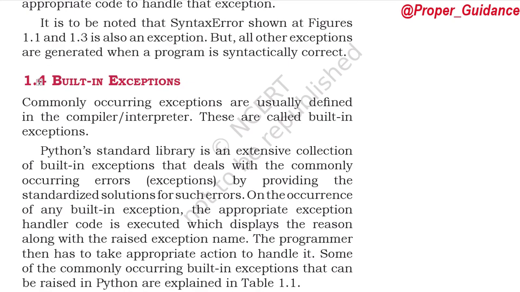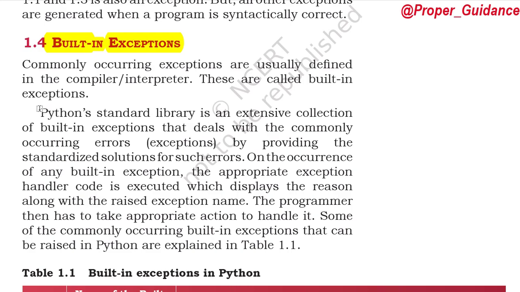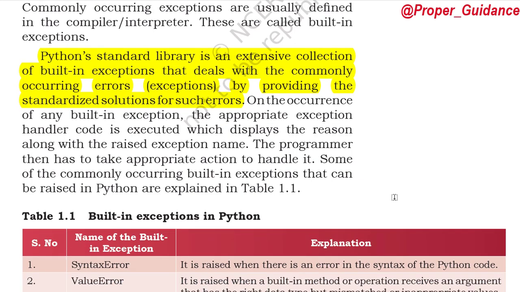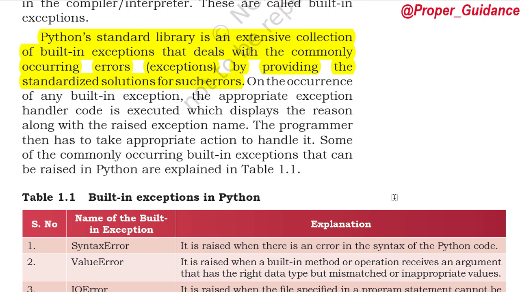Okay. Now, built-in exceptions. Built-in exceptions means commonly occurring exceptions that are usually defined in the compiler or interpreter. These are called built-in exceptions. The Python standard library is an extensive collection of built-in exceptions that deals with commonly occurring errors or exceptions by providing a standardized solution for such errors. On the occurrence of any built-in exception, the appropriate exception handler code is executed, which displays the reason along with the raised exception name. The programmer then has to take appropriate action to handle it.